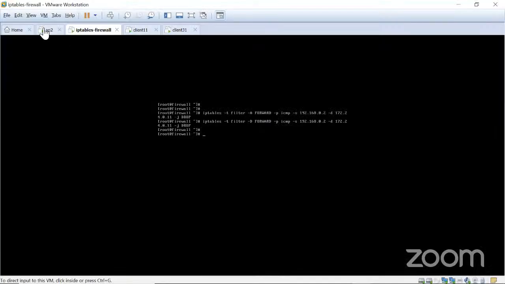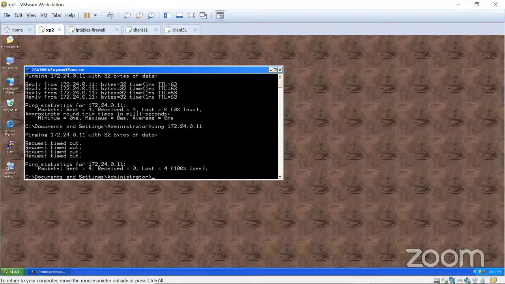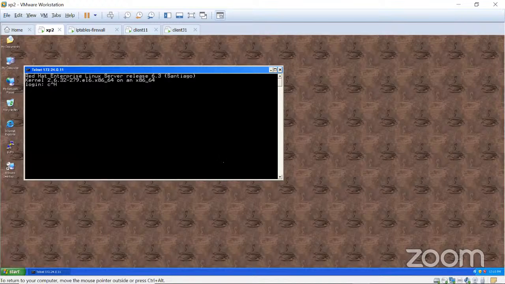So now, I'm going to say telnet 172.24.0.11. Whatever the user is there. In my case, the user is Amit and the password is... I think I have the wrong username. Amit is the user, password. So we are able to telnet.